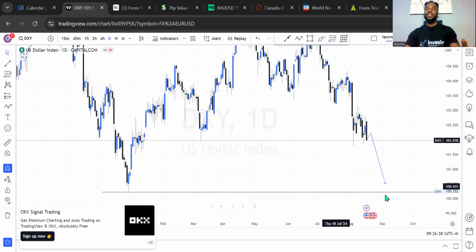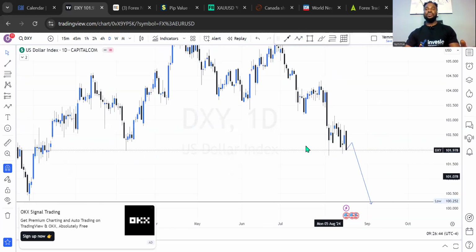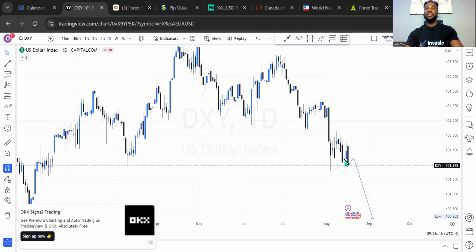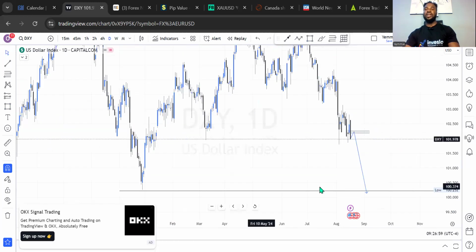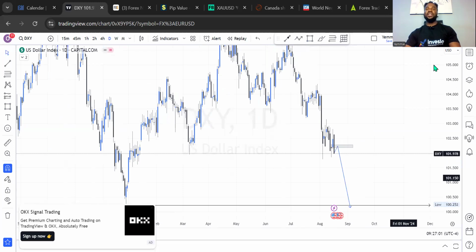If the DXY is going bearish, then I should be buying Great Britain pounds, USD, and the rest of those pairs. Which means at this price level, I'm expecting the DXY to do a little bit of retracement at the opening of the week. So this price level at 102.27 thereabout, and from there I'll be expecting a sell movement or a bearish movement to a price level I've analyzed here. Okay, that is for DXY.